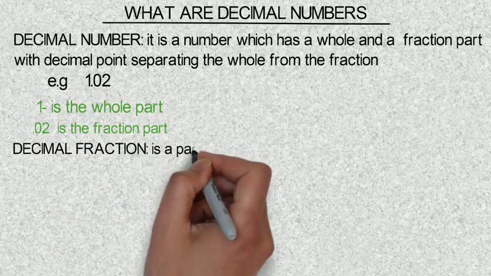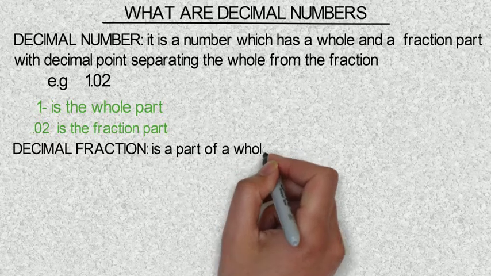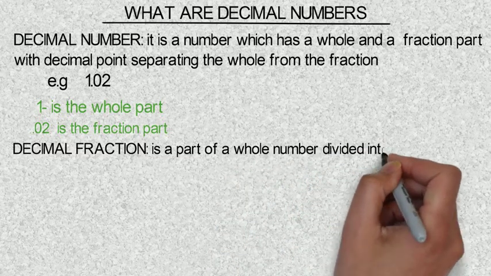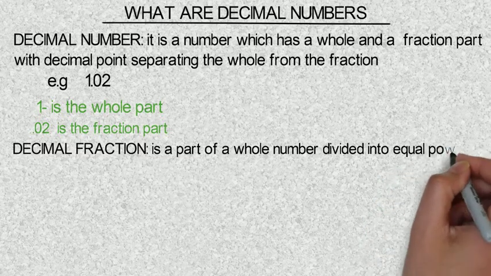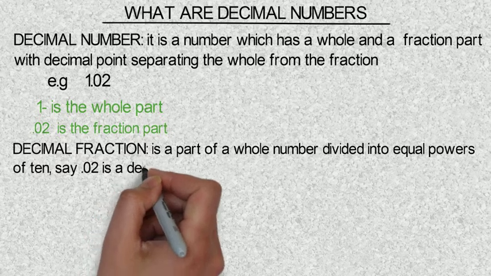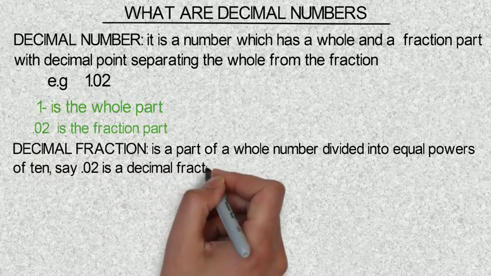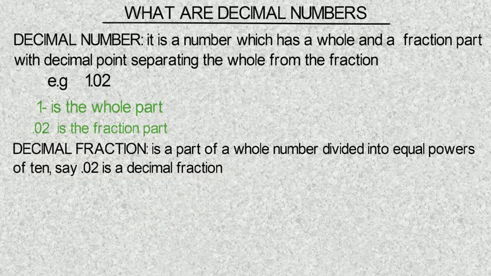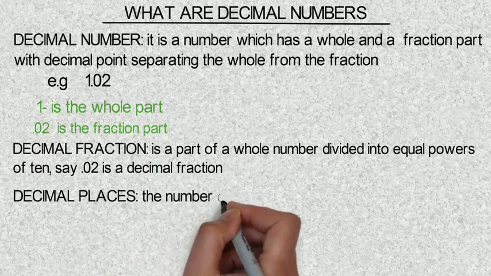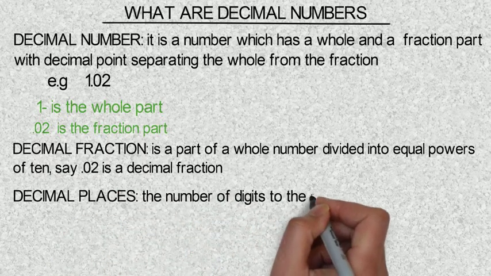So further, what is a decimal fraction then? A decimal fraction is a part of a whole number divided into equal parts of 10. E.g., 0.2 is a decimal fraction. From the example I gave earlier, I said my 1 is the whole number while my 0.2 is the fraction part. So my decimal fraction is 0.2 there.